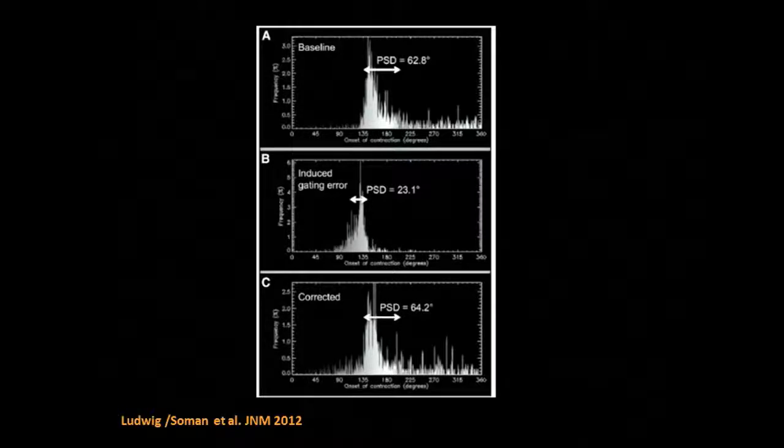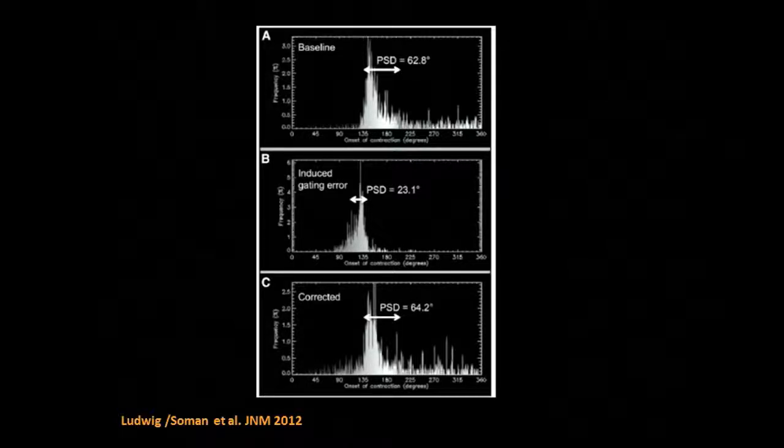This is a patient who has dysynchrony at baseline. On the top panel, you see the phase standard deviation is 62 degrees. The histogram is fairly wide. The authors induced the gating error by pacing that patient so that the contractility was haywire, and the myocardium seemed to be contracting synchronously.